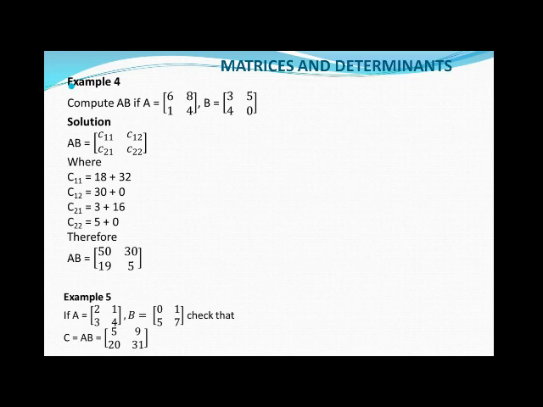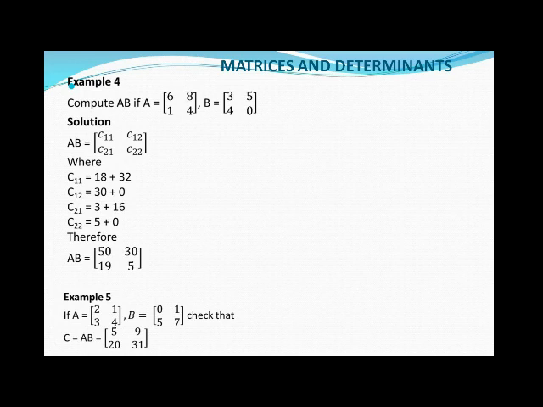At the end of it, C11 is going to be 18 plus 32, which is 50. C12 will be equal to 30 plus 0, which is 30. C21 is 3 plus 16, which is 19. C22 is 5 plus 0, which is 5. So the product matrix AB will be equal to 50, 30, 19, and 5. It contains those entries.